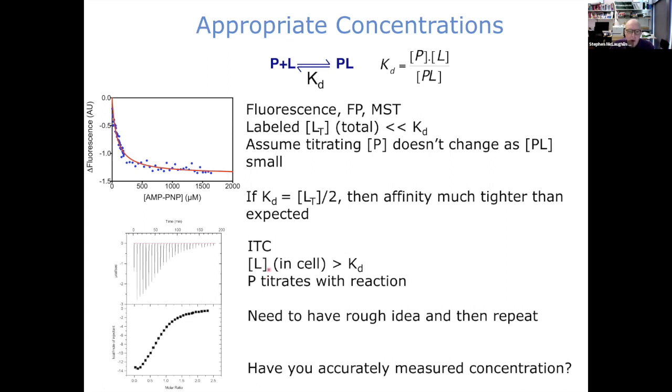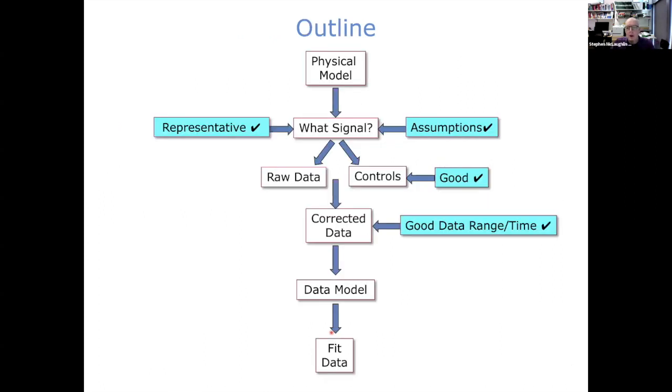Obviously, in ITC, it's the other way around. The ligand concentration in the cell needs to be bigger than the KD, so you can titrate. Obviously, when you start off with these kinds of experiments, you don't know what the KD is, so you just have to have a rough idea, maybe figure it out roughly, and then go back and measure to get accurate concentrations. Okay, so you've got lovely data.